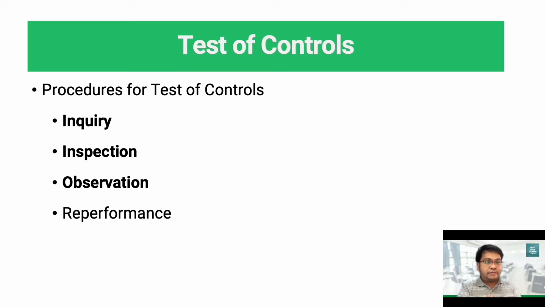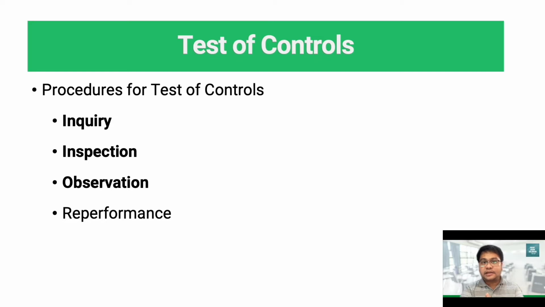Therefore, what is the difference of test of control from the transaction walkthrough that we have discussed earlier? Number one is their objective. Our objective in transaction walkthrough is to verify our understanding of the client's internal control and to become familiar with the source documents that the client is using. In test of control, our objective is to test the design and operating effectiveness of the internal control. So while the procedures are similar, the objectives are different between the transaction walkthrough and test of control.